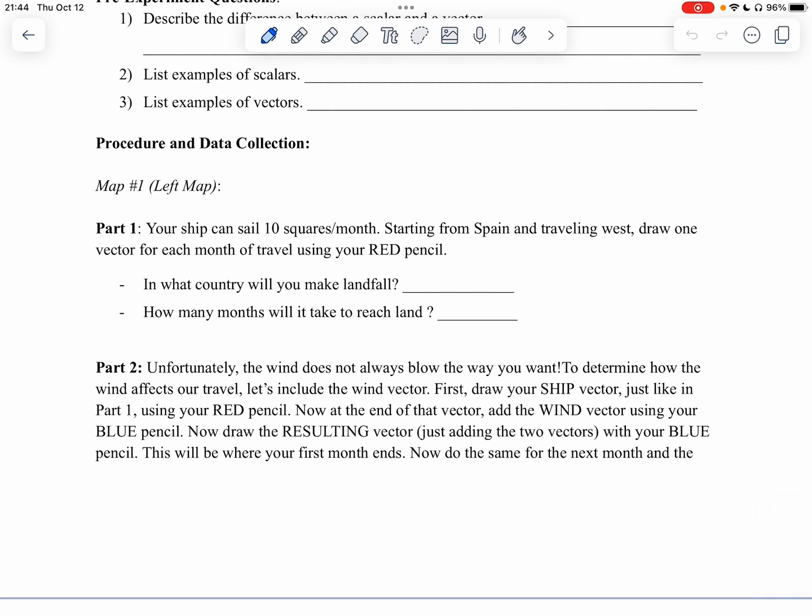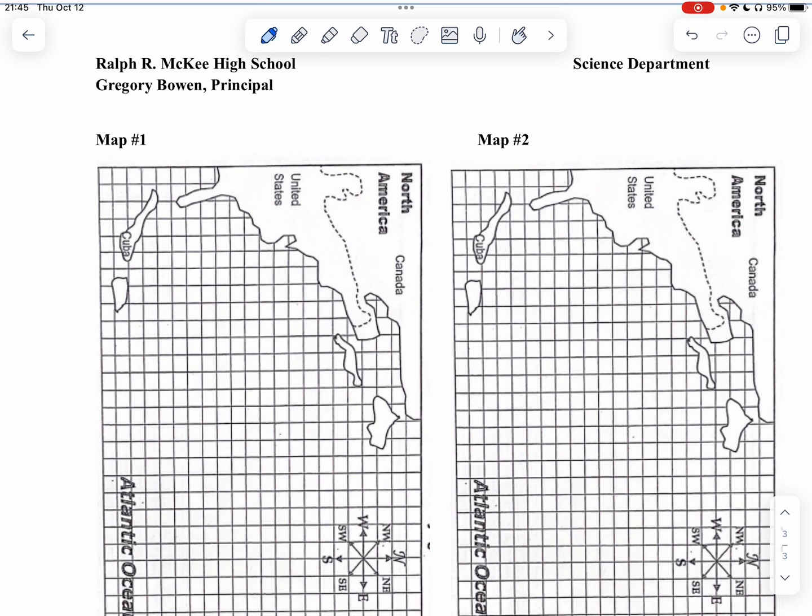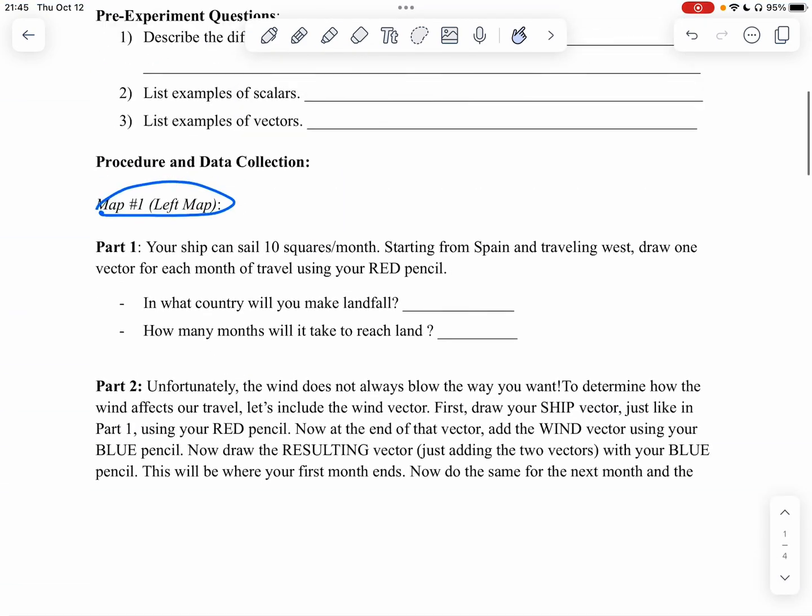All right, so let's take care of the first procedure. We're going to be focusing on map number one, which is the map on the left. If you're looking at this worksheet, that means we'll be focusing on this map right here, literally the one that says map number one. If you rotate your page upwards, map number one will be on the bottom. Okay, so let us go back up to the top.